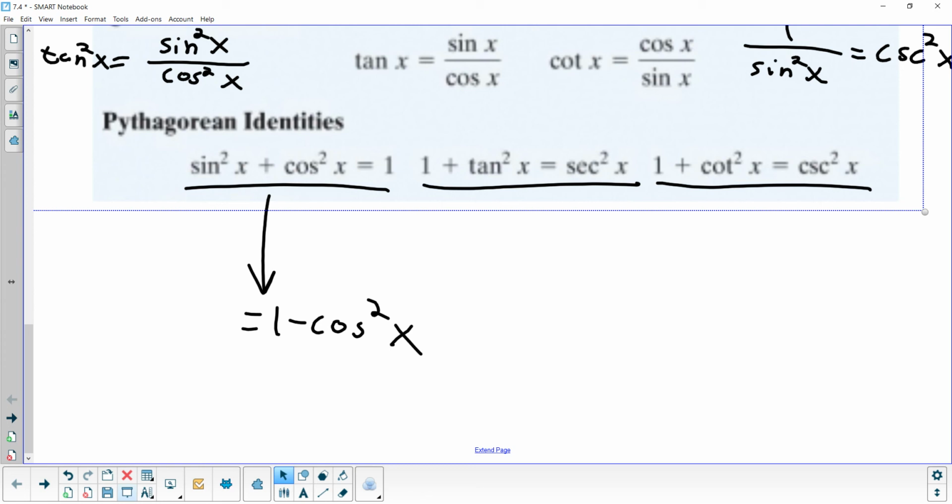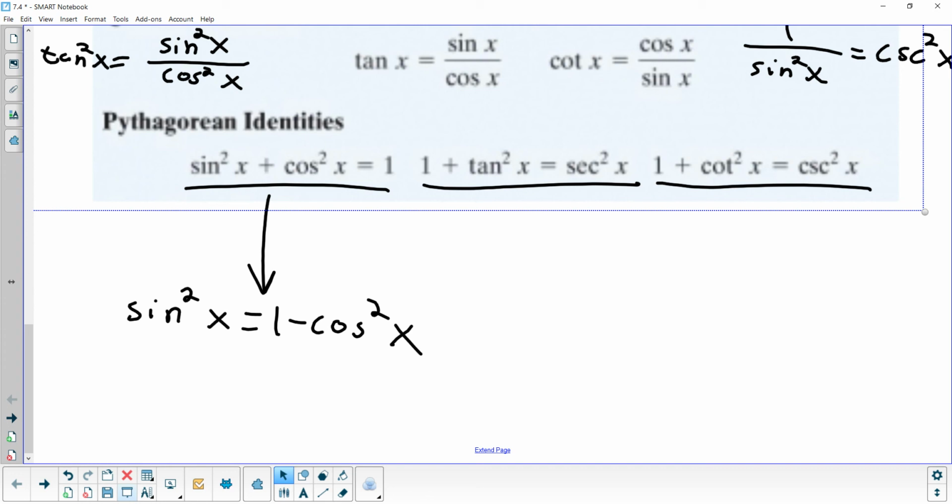Yep, yeah. Sine squared x. This is just called a rearrangement. That's all we did, we rearranged a Pythagorean identity and put something on the other side. You can do that with all of these. There are different ways you can put something on the other side.